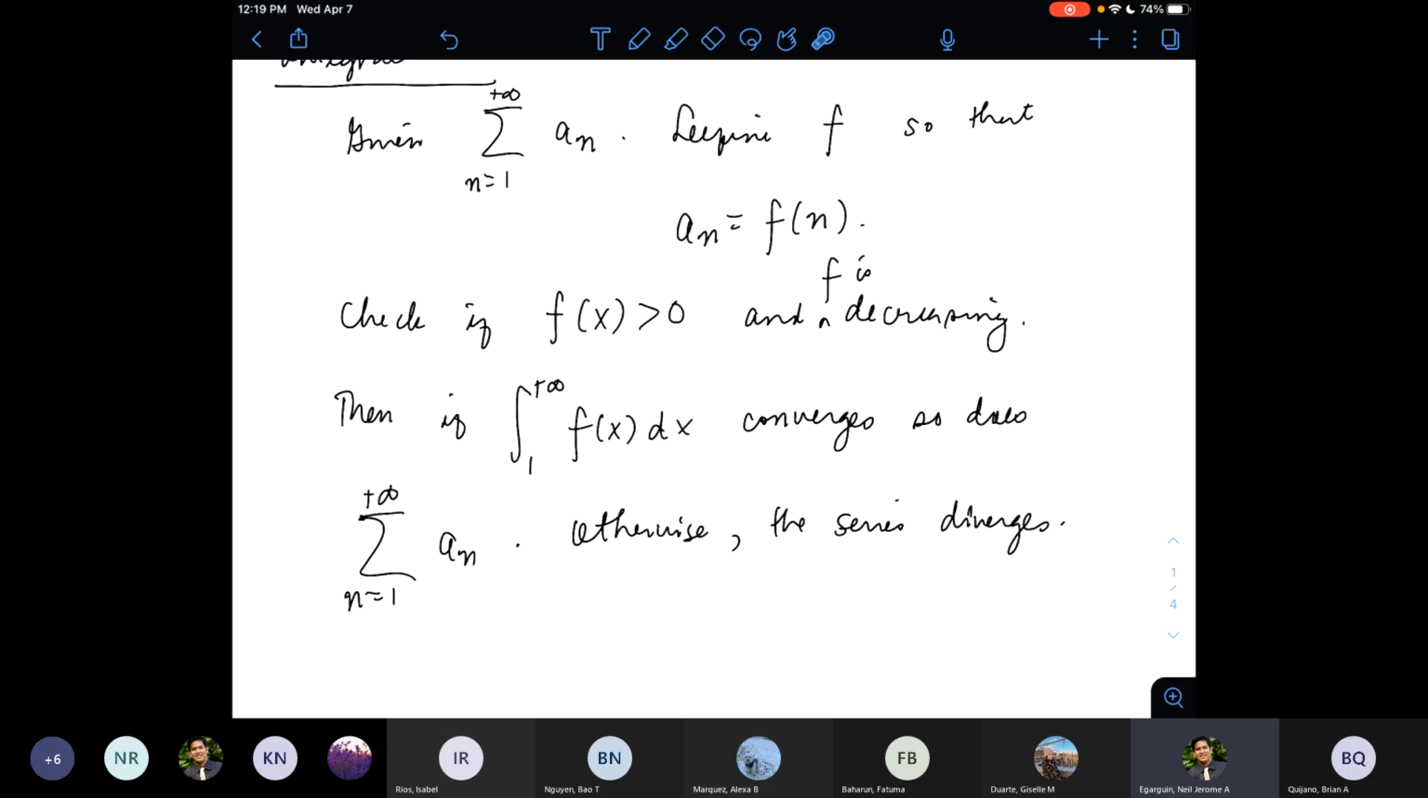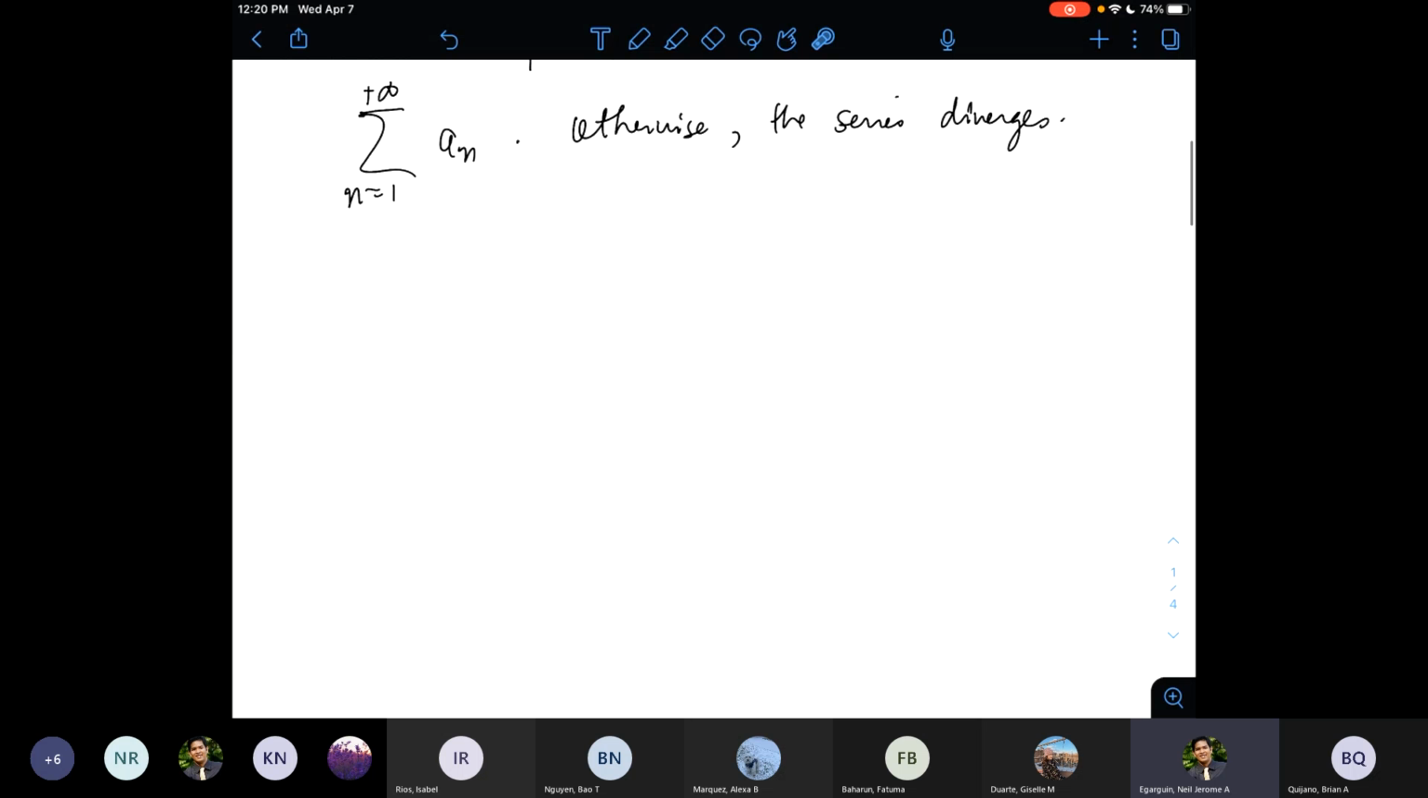Though I think you will realize that it's a bit difficult because you need to compute the improper integrals. So usually the integral test is my last resort because I don't like evaluating improper integrals. But if you are left with no other choice, then evaluate the integral and see if it converges or diverges. And then in either case, you can make a conclusion about your series. Okay. So that's the integral test.